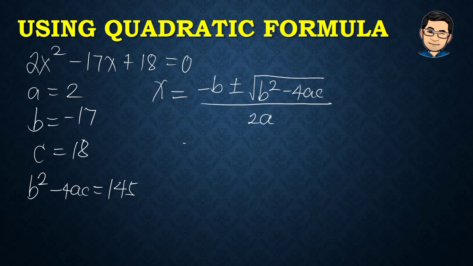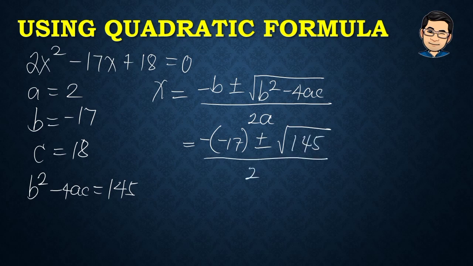Okay, next, we substitute negative b plus minus the square root of 145 all over 2 times 2. Next, this will become positive 17 plus minus the square root of 145. So again, we cannot extract the square root of 145, kasi wala din siyang factor na perfect square. Pero kung meron siyang factor na perfect square, pwede nating i-factor.